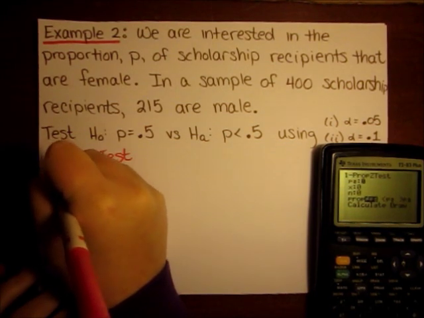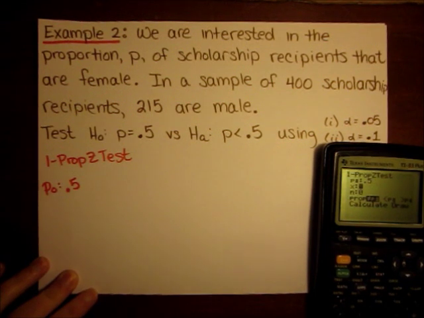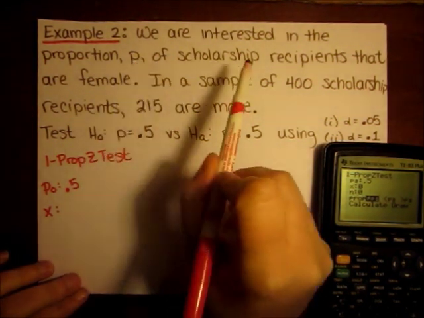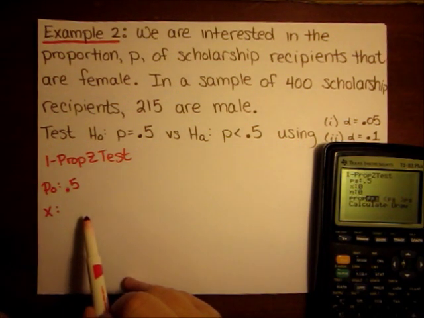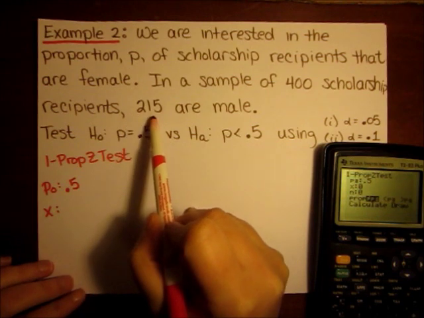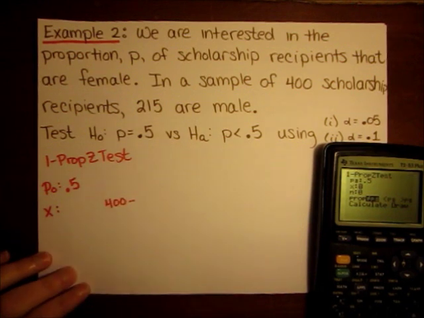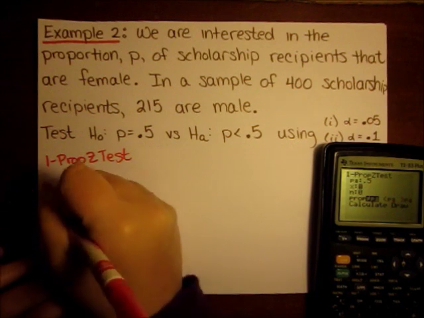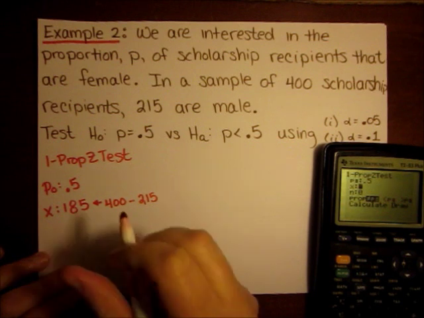The p0 is the number from the null hypothesis. So 0.5. My x is my number of successes. And again, successes goes with whatever I'm measuring. So the proportion P is recipients that are female. So X should be number of female recipients in the sample. They only told us how many male. I know there are 400 total. So 400 total minus the male is going to be 185. So there are 185 female recipients.